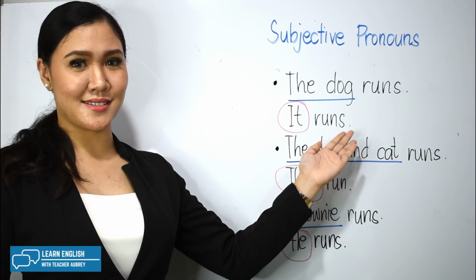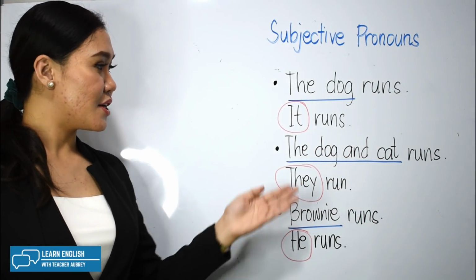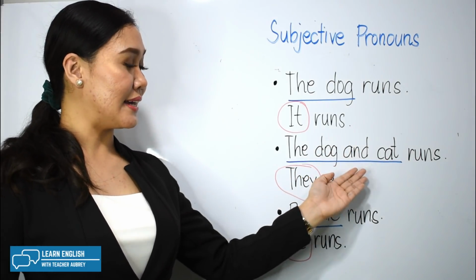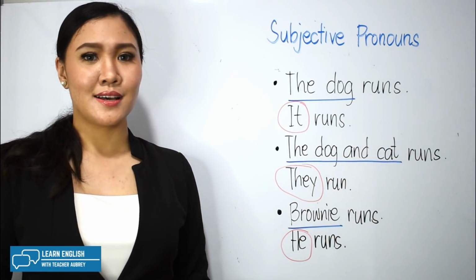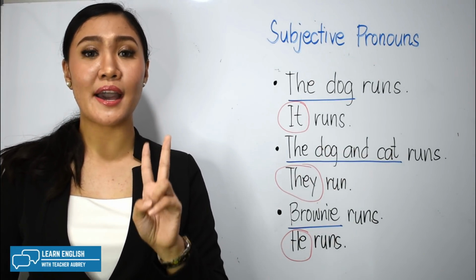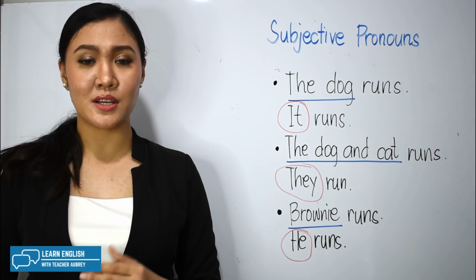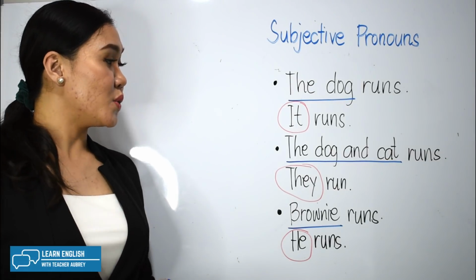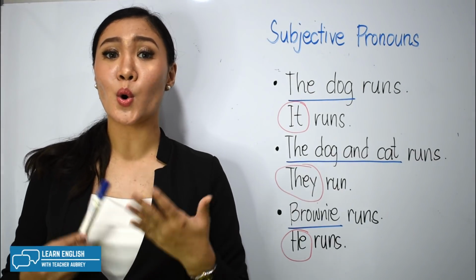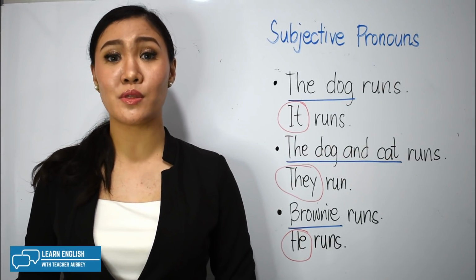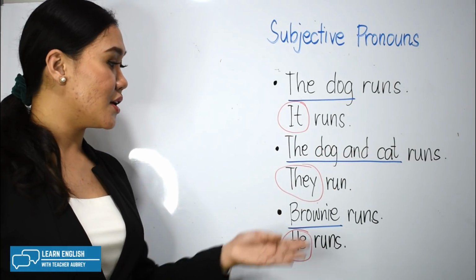Next is the dog and cat runs. The dog and cat, they are already two animals. They are already plural, more than one. So when we talk about two or more animals, we are going to substitute that with the subjective pronoun they.